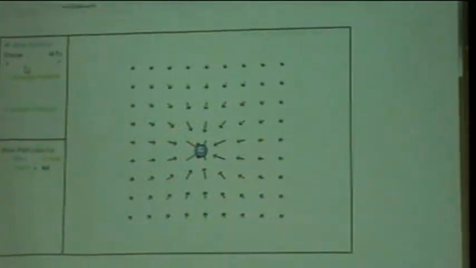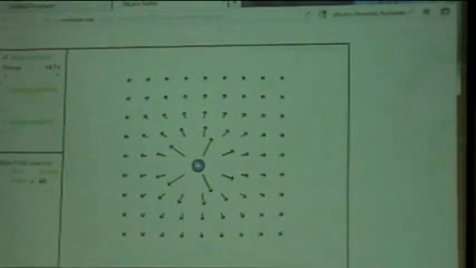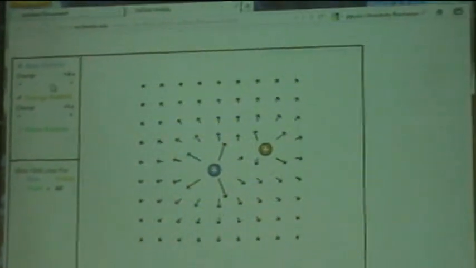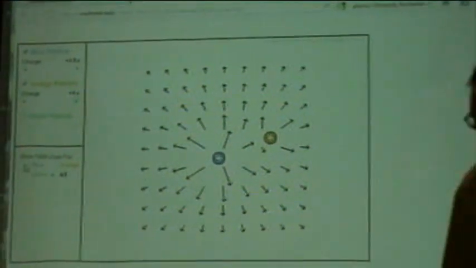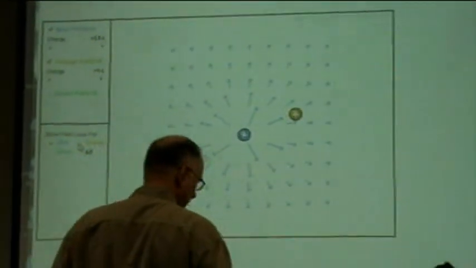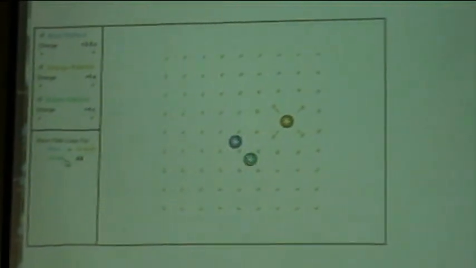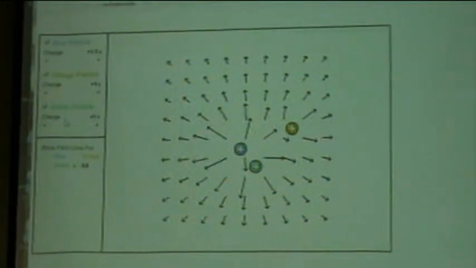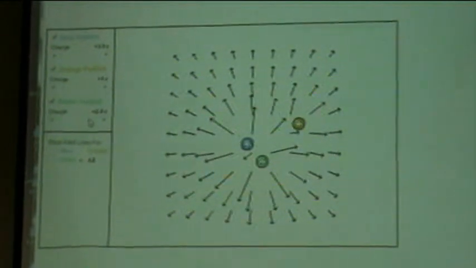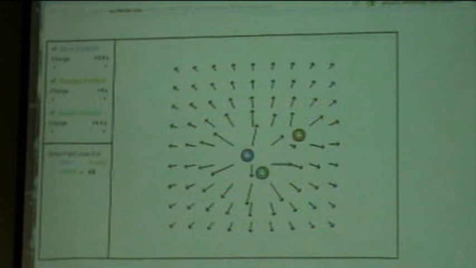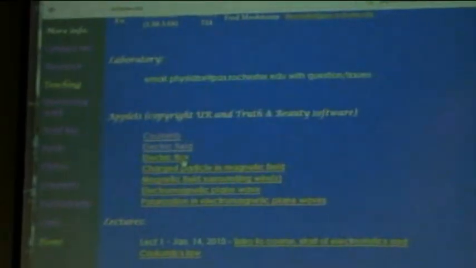So you can change the charge of the particle to look at the electric field, then you can add in another one and add those fields together. You can look at the fields separately. And so all of this is really nice for talking about the ideas of the fields and vector superposition and those kinds of things.